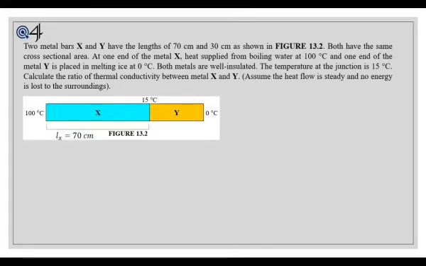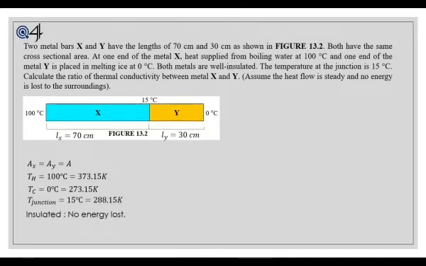So we have two metals, X and Y, and they are both in contact. What we know is that both of them have the same cross-sectional area, which gives the value of A. The temperature at the end of the X rod is 100 degrees Celsius, and at the other end is 0 degrees Celsius. Given to us for this question is the temperature at the junction, which is found to be 15 degrees Celsius. The case that we have right now is insulated, where we take note that there is no energy loss and the rate of heat transfer should be constant.